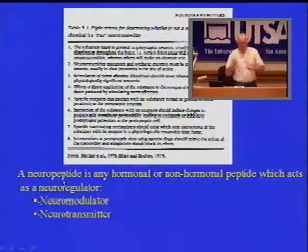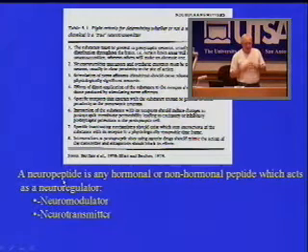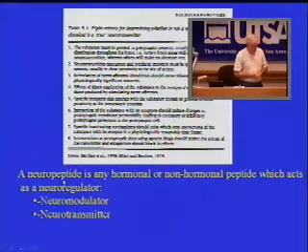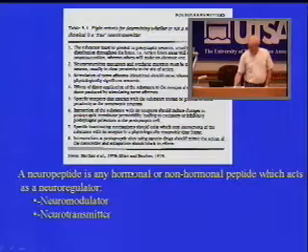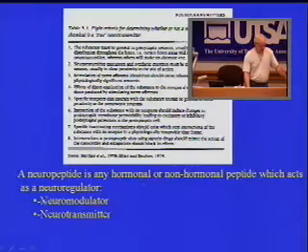So we swap concepts across the board: neurotransmitters, neuromodulators as neuroregulators, and the neurohormones acting in a typical endocrine type of function from the hypothalamus to the pituitary, or posterior hypothalamus to the target organ in the body. So the neuropeptide is any hormonal or non-hormonal peptide that acts as a neuroregulator, either a neuromodulator or a neurotransmitter.